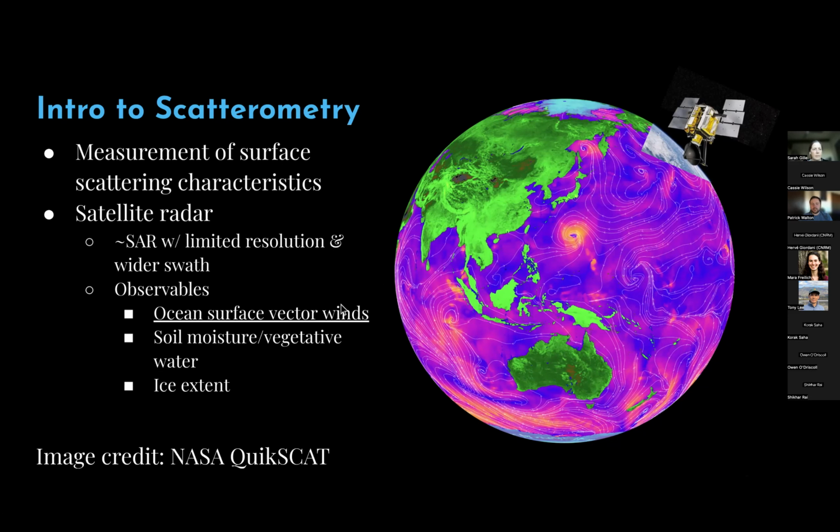And this illustration from the QuickScat mission from NASA and JPL is a good illustration of those different parameters, both the wind, the vegetation over land, and the ice.